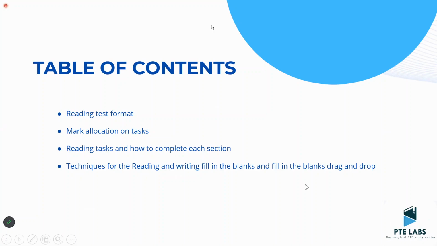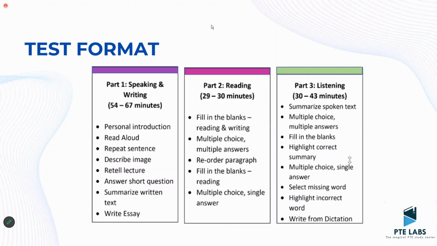Like I said, in the table of contents, we have the test format and marking allocation on tasks, and then we will be going through each section to see how to complete them. Among the components you have, we prioritize two components. You will understand the reason why in a while, right? Before the end of the session, we will be learning the techniques to be used for those two important components. So, test format is this.